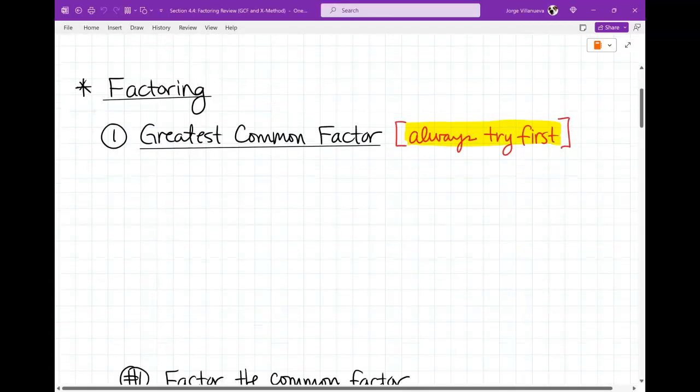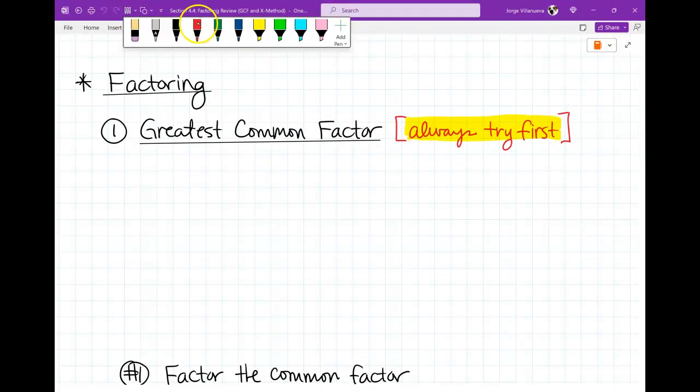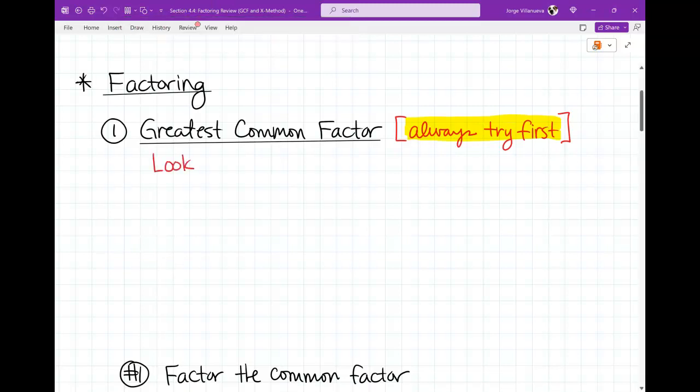So let me kind of write that down for us right here. To find the greatest common factor, you're going to look for a number and or a variable that the expression has in common.